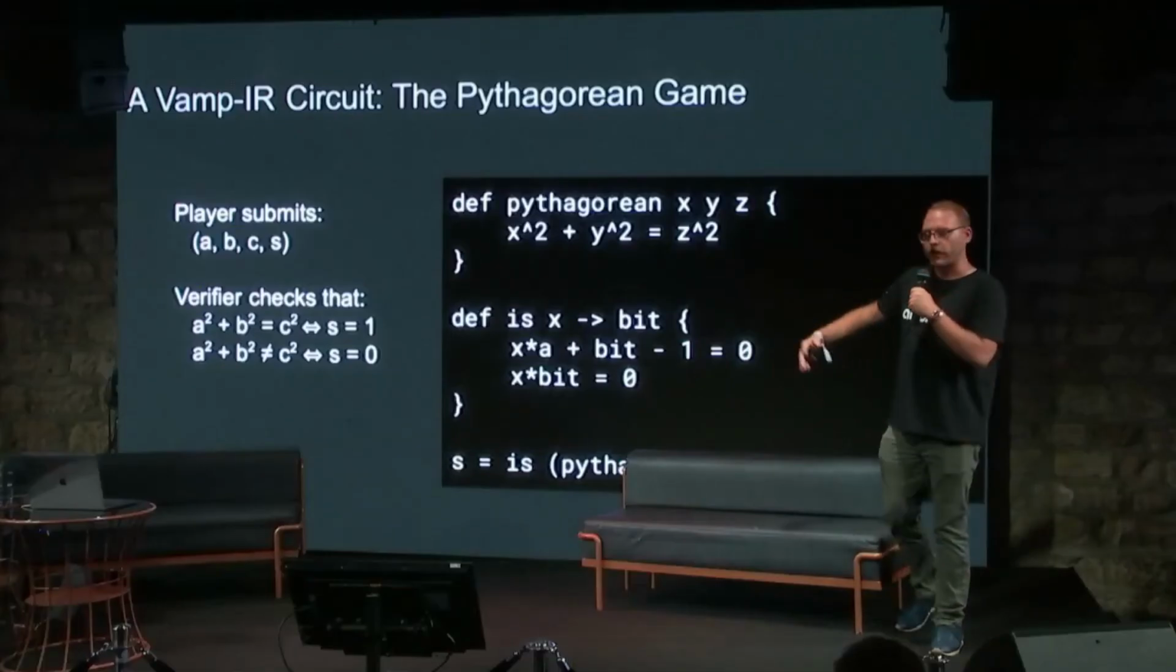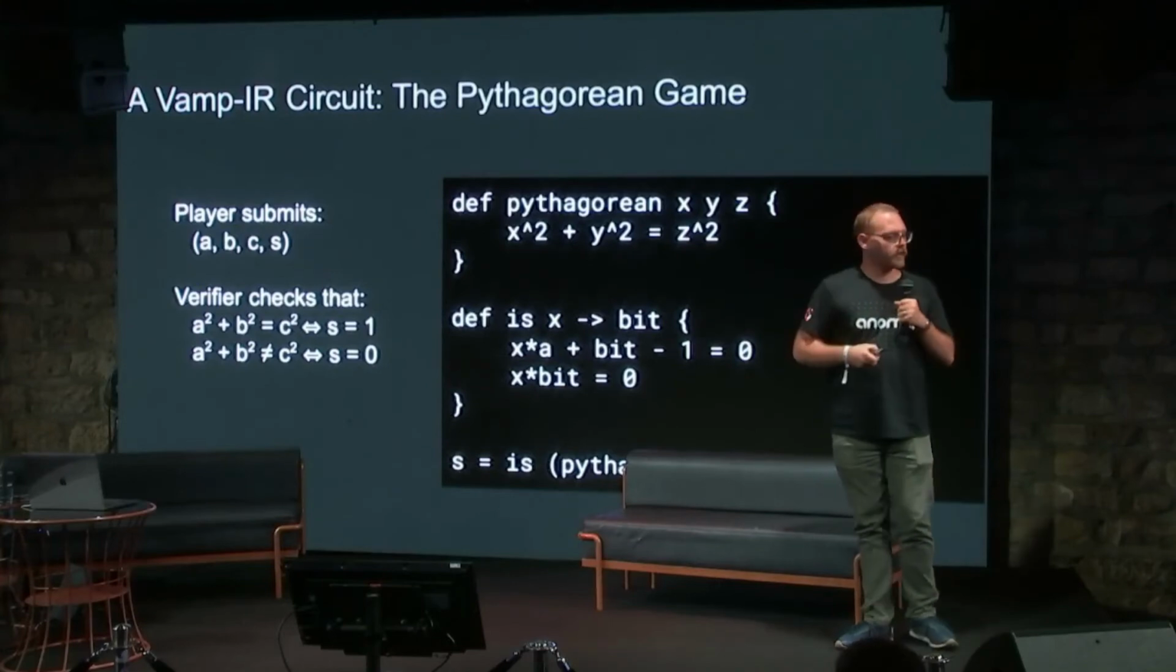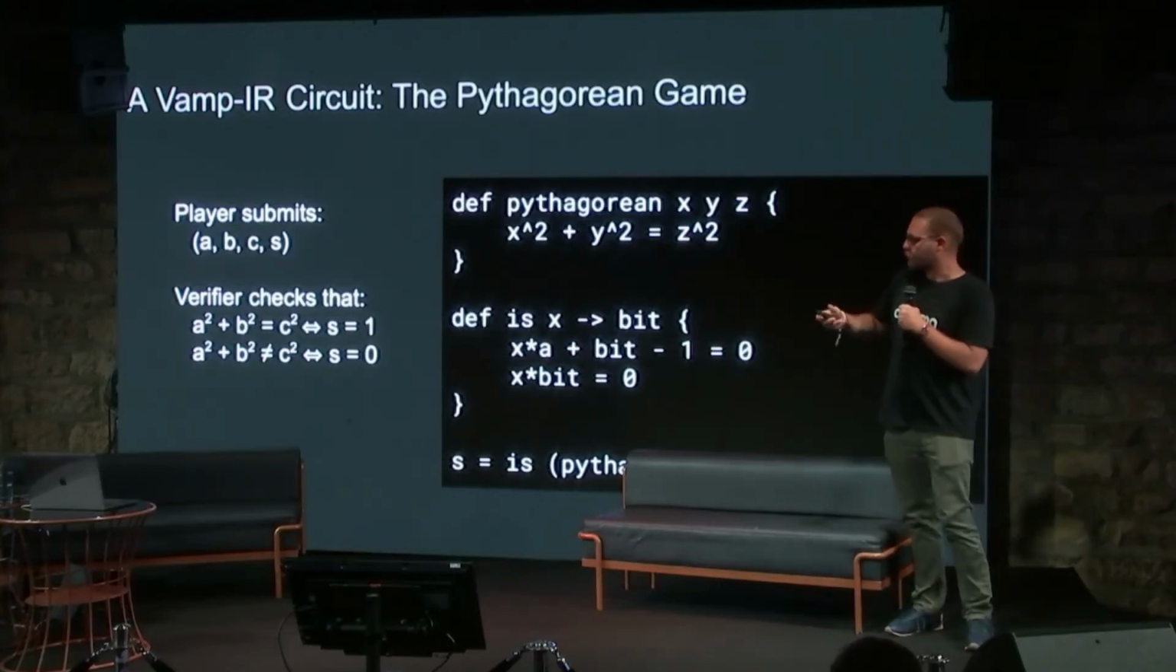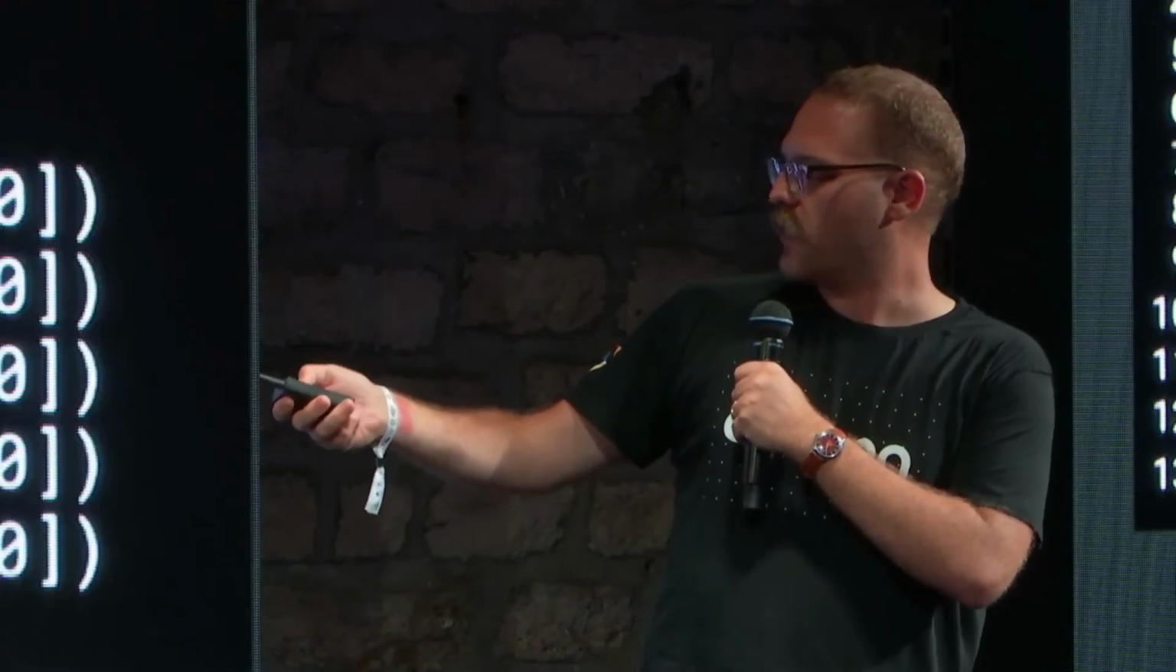All right. So once you define those, then the entire circuit, I know it's behind the couch here, but the entire circuit is on that bottom line. S equals is Pythagorean ABC. And that's the entire thing. That will end up being expanded out through a series of compilation steps, which I definitely don't have time for. But if you're curious about that, come talk to me.